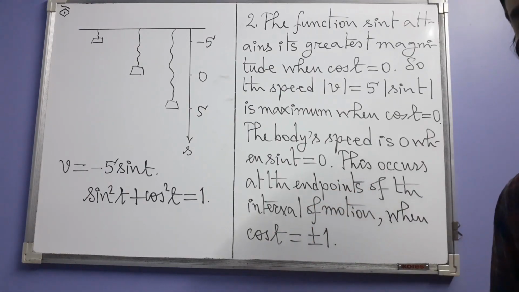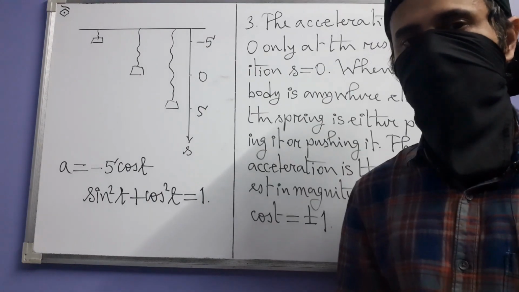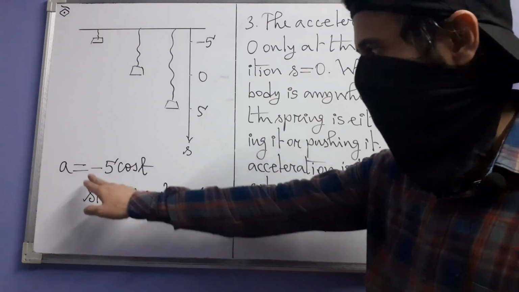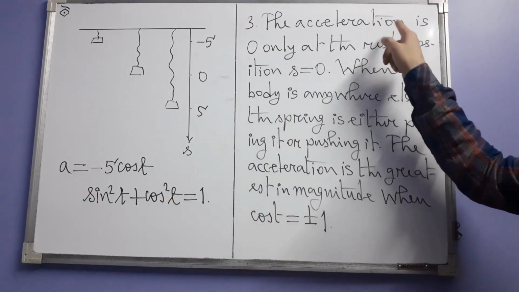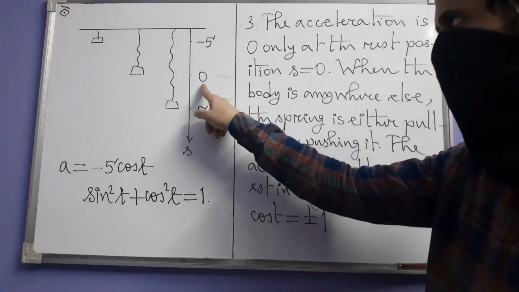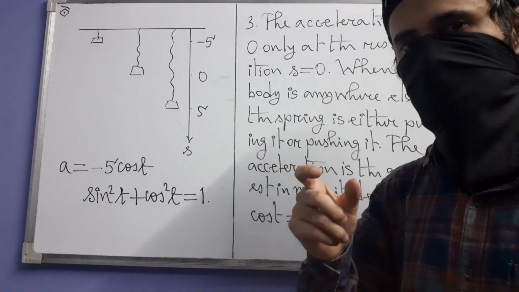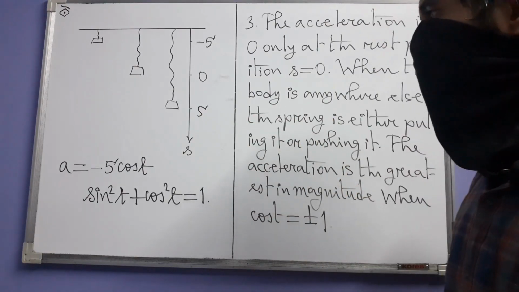Next, let us see what we can say about acceleration. Next we have acceleration. Acceleration is minus 5 cos t, and acceleration is 0 only at the rest position s equal to 0, because s is 5 cos t, s is 0 if and only if cos t is 0.